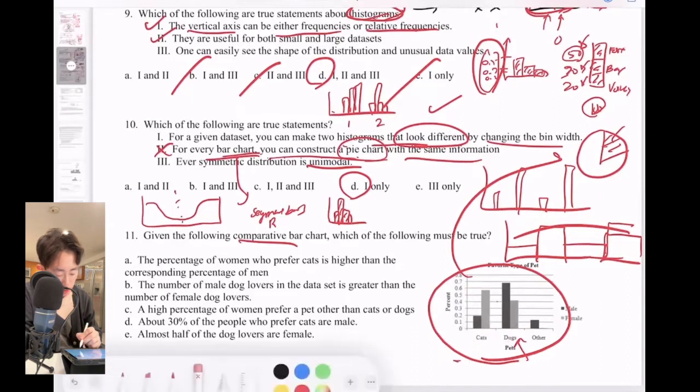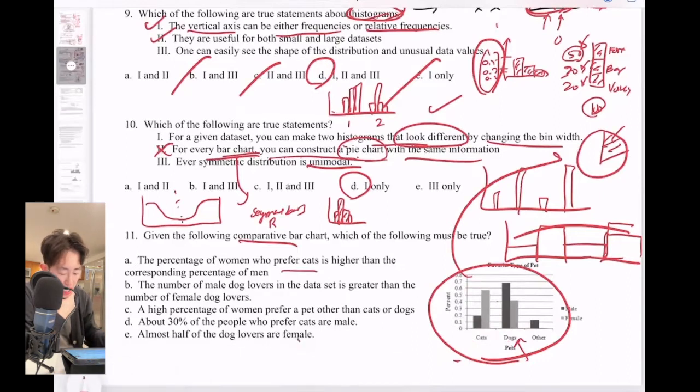All right, so the percentage of women who prefer cats is higher than the corresponding percentage of men. Well, that's certainly true because it seems like we have 55% of the women who prefer cats, and about 20% of the males prefer cats. So A is definitely true.